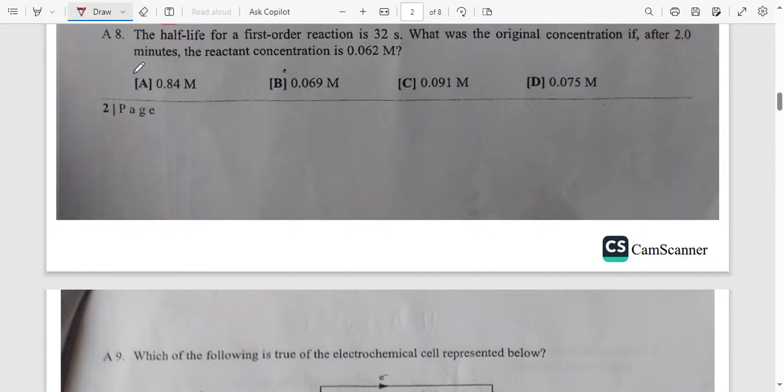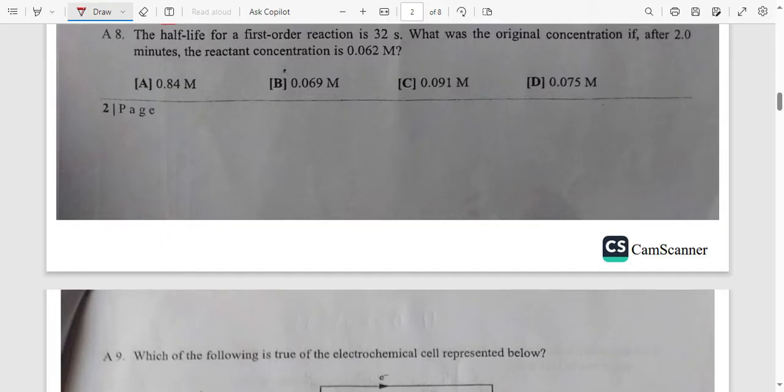Okay, let's go to question 8. The half-life for a first order reaction is 32 seconds. What was the original concentration if after 2 minutes the concentration is 0.062? The thing for us to be able to answer this question is we need to know the formula for the half-life of a first order reaction.